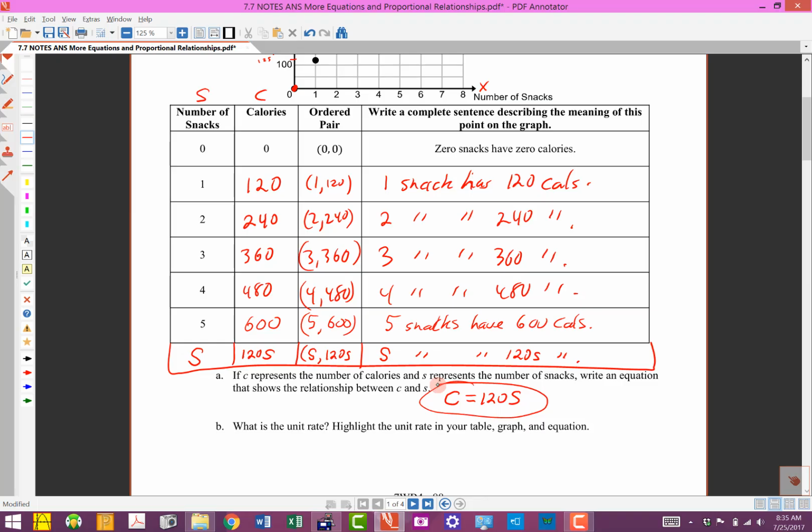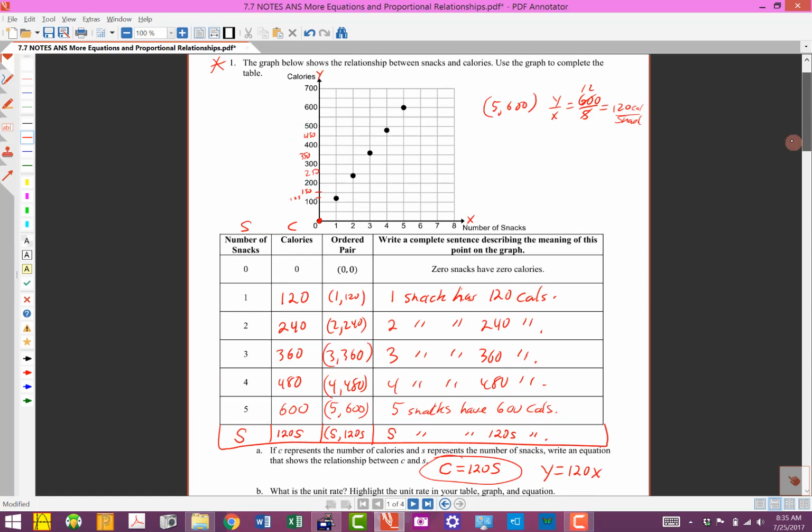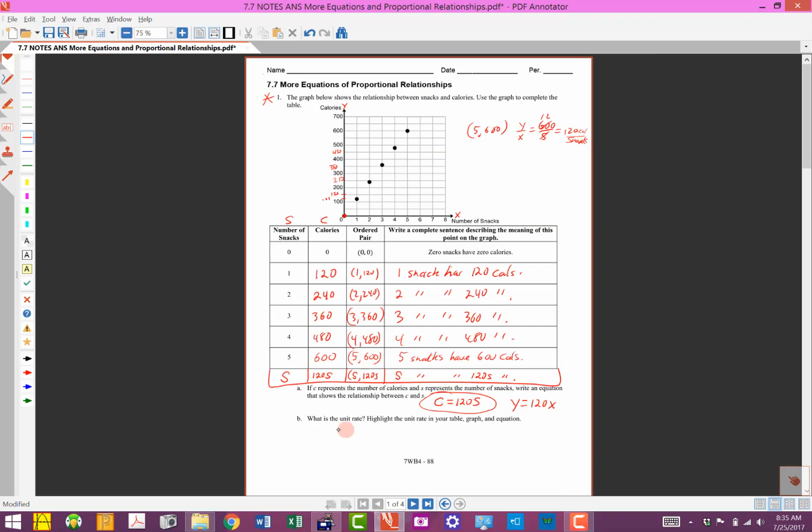And again, you could use X's and Y's. Like on this one, we could write that the Y coordinate is equal to 120 times the X coordinate. That would work just fine. The Y coordinate is 120 times bigger than the X coordinate. But on this one, they asked us to use C and S. Okay, so make sure you do that. And then it says, what is the unit rate? Well, if you stop and think about it, we already figured out the unit rate for this one. We figured out the unit rate right here. It's 120 calories per snack.